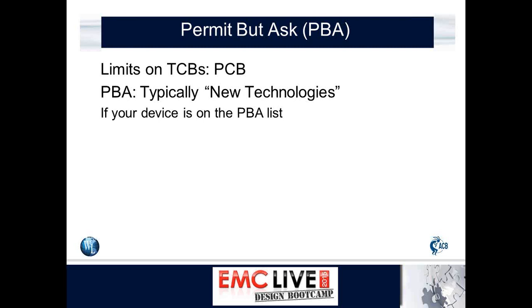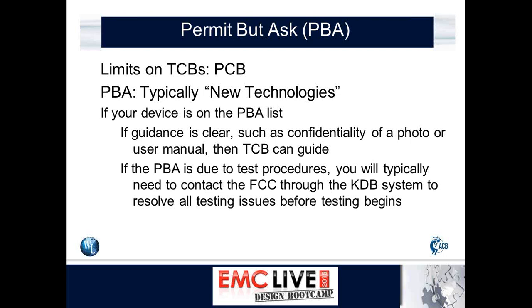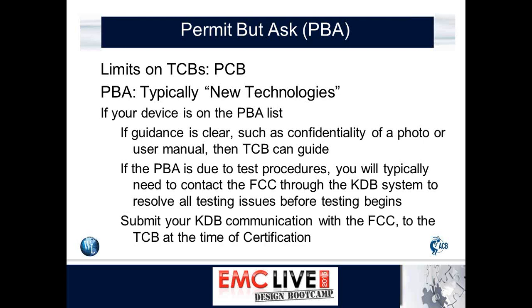For TCBs, if there's a new technology, they have a PBA process, a permit but ask. They have to get in touch with the FCC to show how they're going to test it or certify it. If the guidance is clear, then the TCB can follow the guidance. If the PBA is due to test procedures, you'll typically need to contact the FCC through the KDB system and resolve all the testing issues before the testing begins. Submit your KDB communications with the FCC to the TCB at the time of certification so that they don't have to go back and look it up. Just send that information along with your certification package.